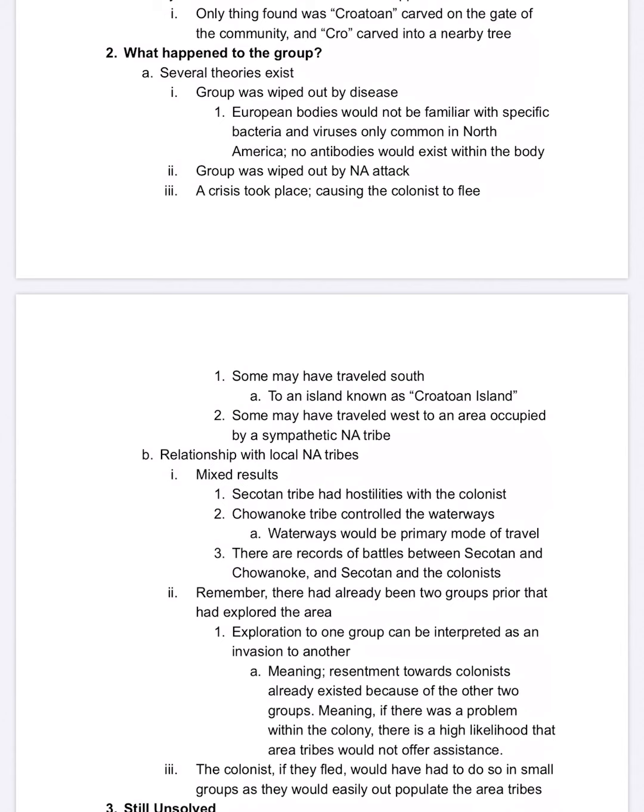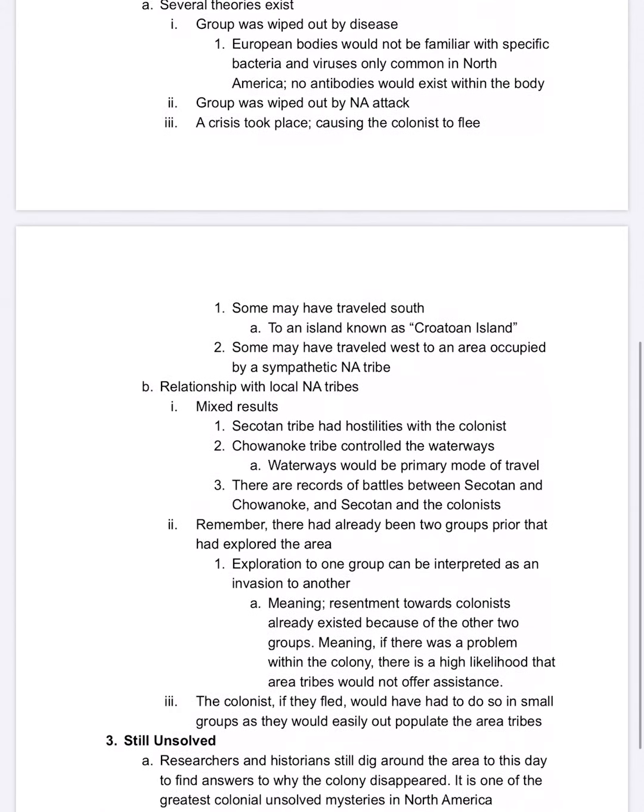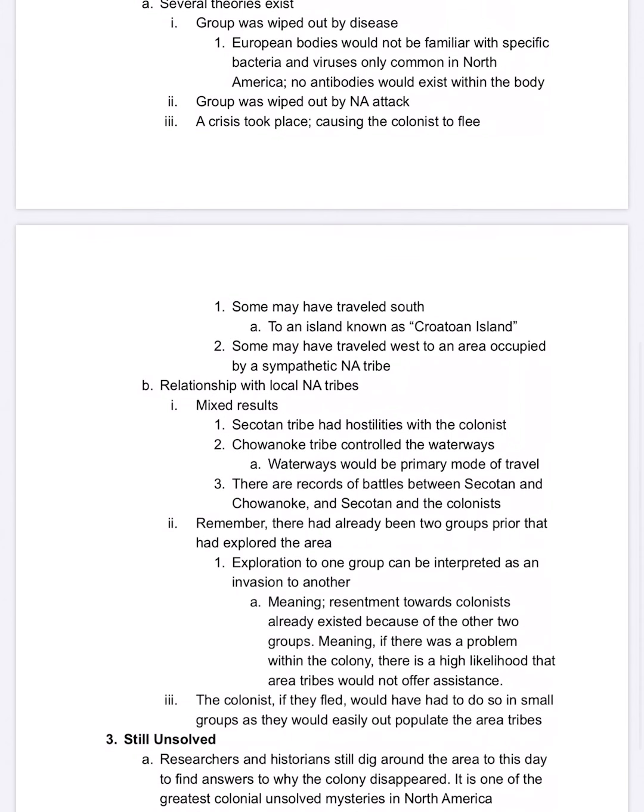The only thing that was found was the word Croatan, carved on the gate of the community, and Crow, C-R-O, carved into a nearby tree. That's the only hint we have. So what happened to this group? There are several theories about what happened to the Lost Colony of Roanoke.